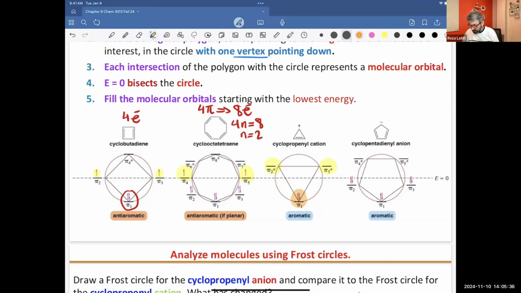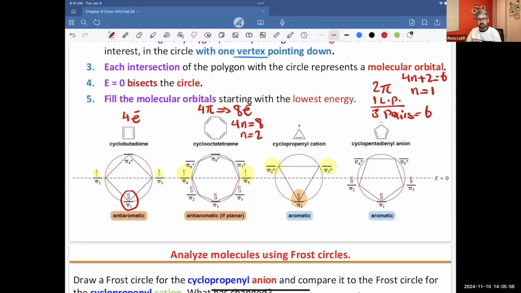And how about the cyclopentadienyl anion? Okay, this one has 2 pi bonds and 1 lone pair. So totally, we have 3 pairs, which means we have 6 electrons. So we are following 4n plus 2 equal to 6, and n is going to be equal to 1. And so I'm going to assume this molecule will be aromatic.